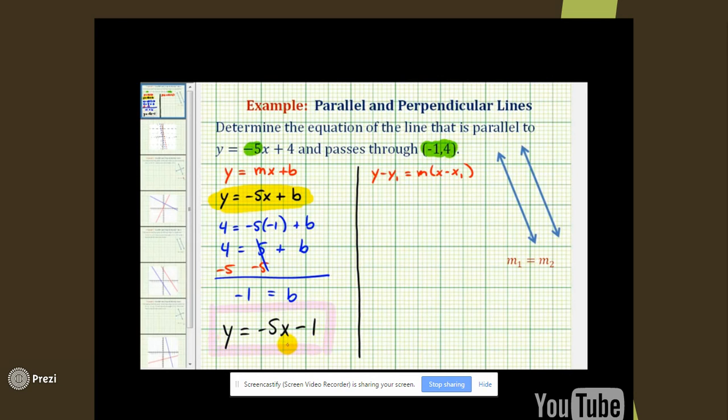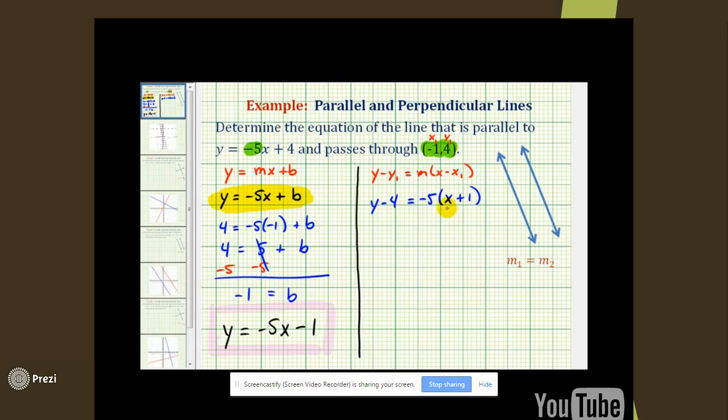Now let's see if we get the same equation if we use point-slope form instead. Remember, in point-slope form, m is still the slope, but x sub 1, y sub 1 are the coordinates of any point on the line. So we'll use -1 for x sub 1 and +4 for y sub 1. So we would have y minus 4 equals -5 times the quantity x, and then here we'd have minus -1, which is equivalent to +1.